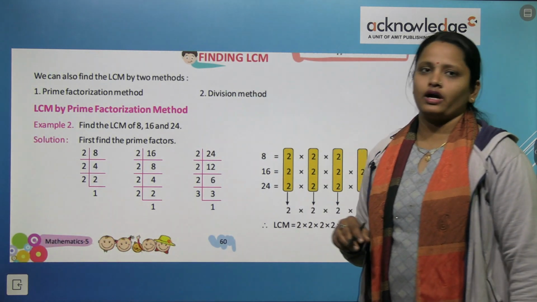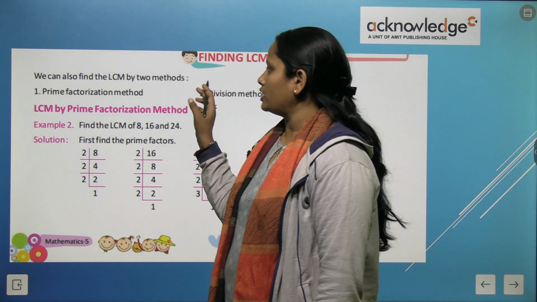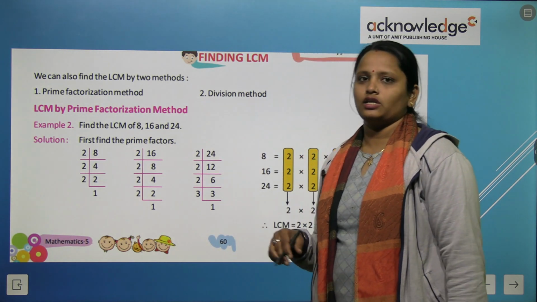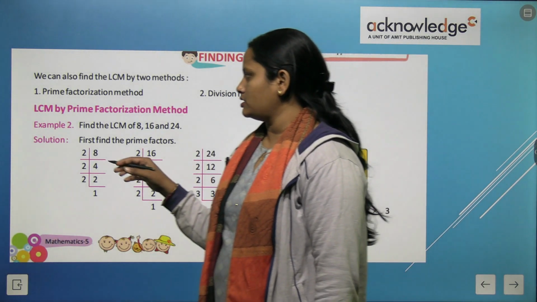Now how can we find LCM? LCM को कैसे find out करना है? We can find the LCM by two methods, that is the prime factorization method and the second one is the division method. Let's learn LCM by prime factorization method.